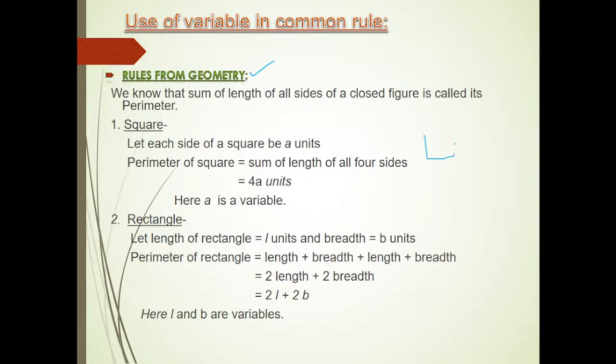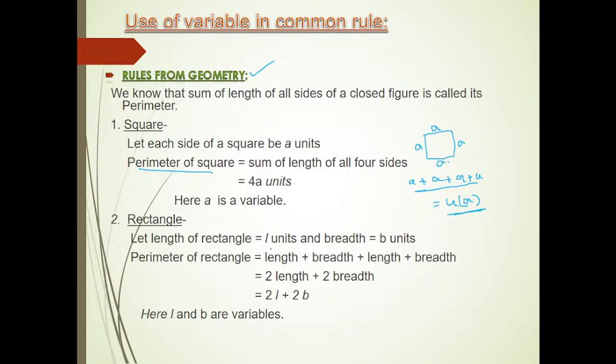If there is a square and each side is a units, and you want to add the sides, four sides are there and a is repeating four times, so we need to add a plus a plus a plus a. How many times are we repeatedly adding a? That is nothing but 4a. So this gives the rule for the perimeter of a square. This is one of the best examples where we can use a variable. Getting the formula, framing the formula, is an application of algebra.